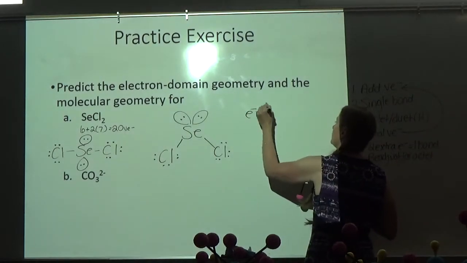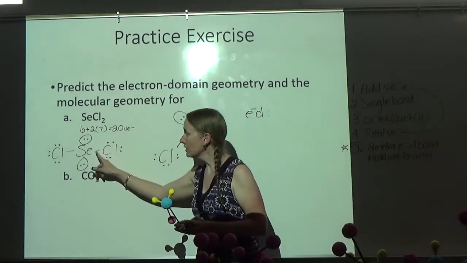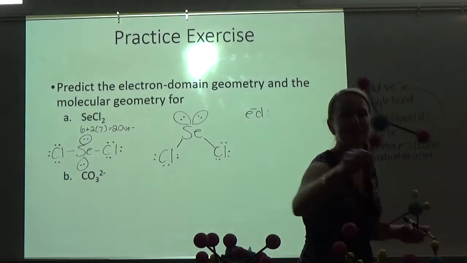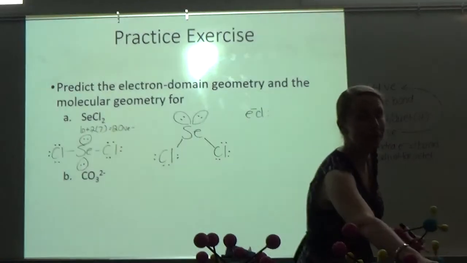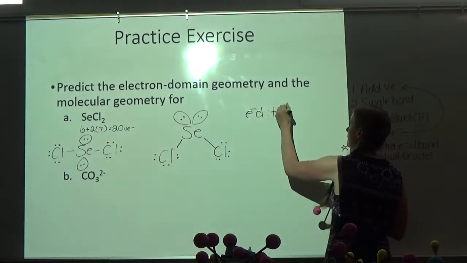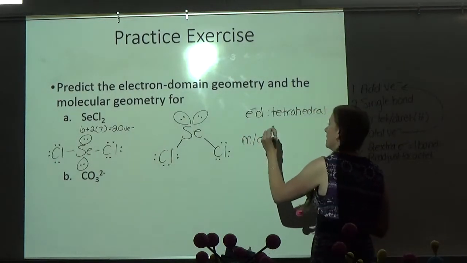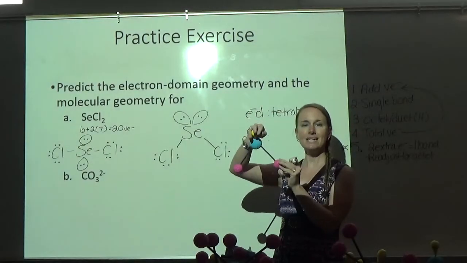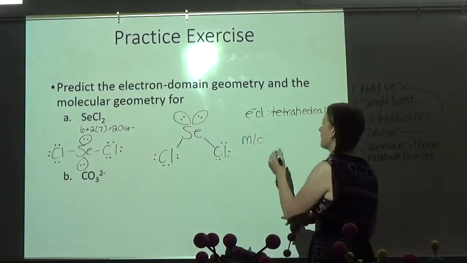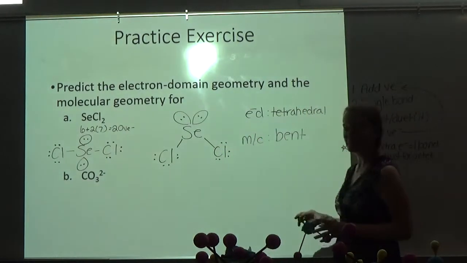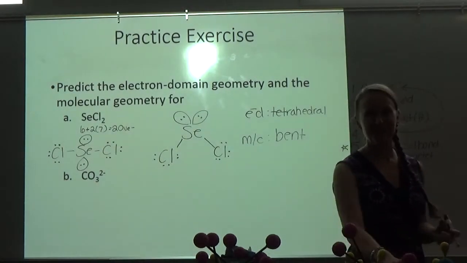So now let's talk geometry. Electron domain geometry: I have 4 domains, and remember, 4 domains is based on our tetrahedral. Anytime you have 4 domains, whether they're bonding or non-bonding, the electron domain geometry is tetrahedral. But for the molecular geometry, because some of them are lone pairs, I can't see those. If you look, this isn't a straight line, it is bent. So my molecular geometry is actually bent. See, once you get used to them, it's really not that bad. VSEPR theory is fun.